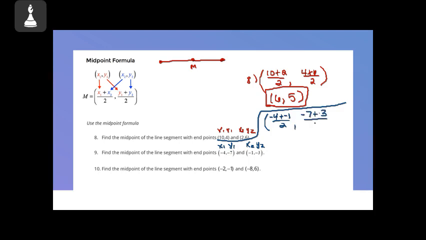Well, -4 plus -1 is -5 over 2. Doesn't simplify, so I'm just going to leave it like that. -7 plus -3 is -10. Divided by 2 is -5. And there is your midpoint of that second pair of points.